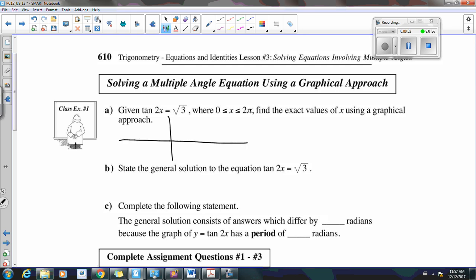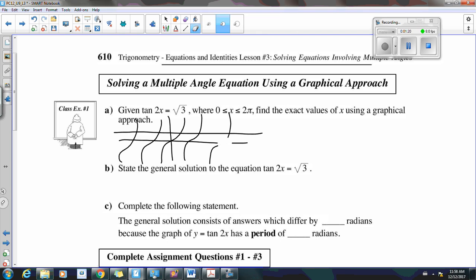You can graph tan of 2x, and we get our little graph here between 0 and 2 pi. So I believe this is 2 pi here, and it continues this way too, but we just need it between 0 and 2 pi. And find the solutions here. So we just have to find all the spots. I think I drew this incorrectly. We should have one more here. Find all the spots between 0 and 2 pi.